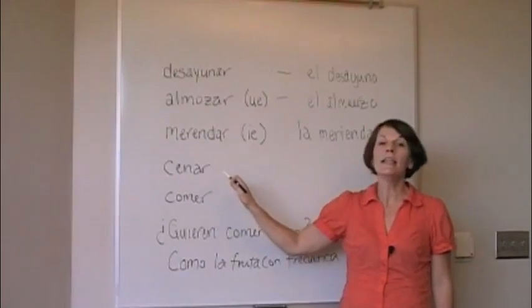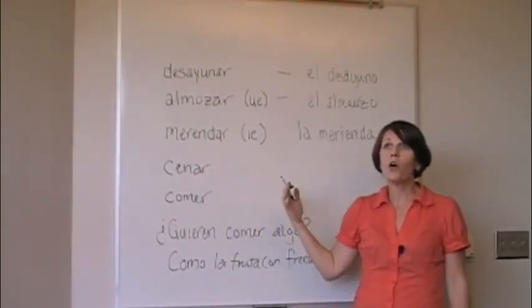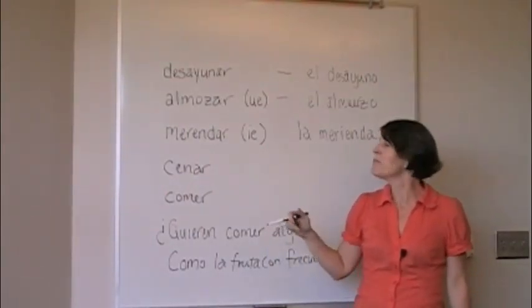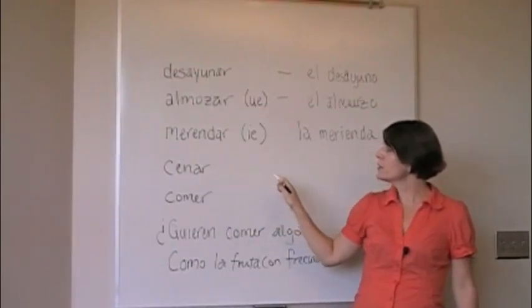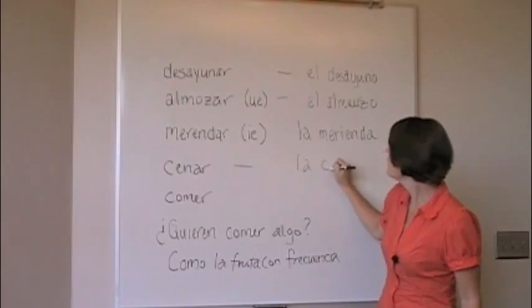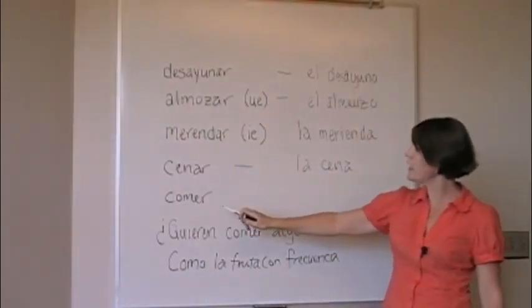Okay? Cenar, it's all built in there, to eat dinner. Ceno a las 8 de la noche. I eat dinner at 8 at night. I eat late. So it's all built in right there. La cena is dinner. La cena. So we have all of the meals, the noun forms.